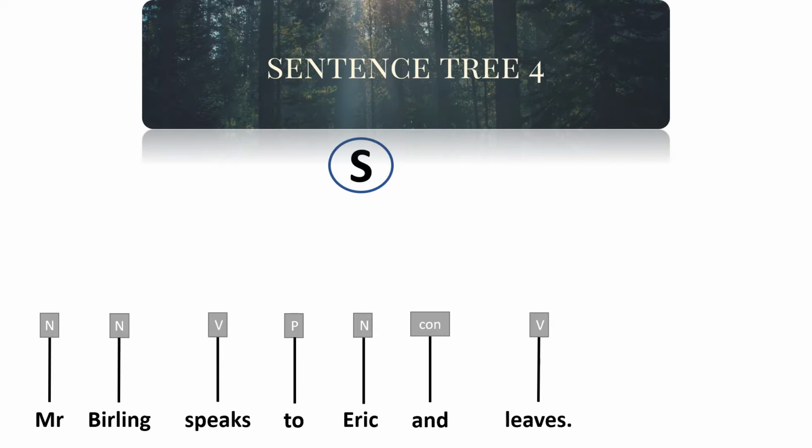Both speaks and leaves refer to Mr. Berling, thus the subject Mr. Berling is not required to be used twice. As for the object, by this stage students should know that objects are optional to sentences and do not need to be there. It's very easy to explain this by giving them examples such as the teacher smiled or I laughed.